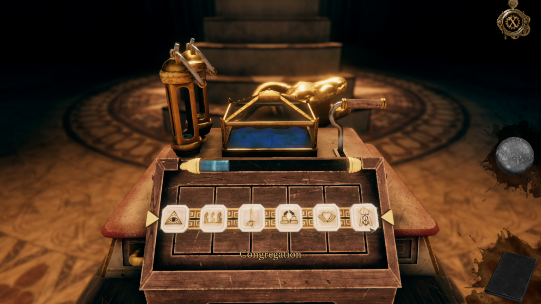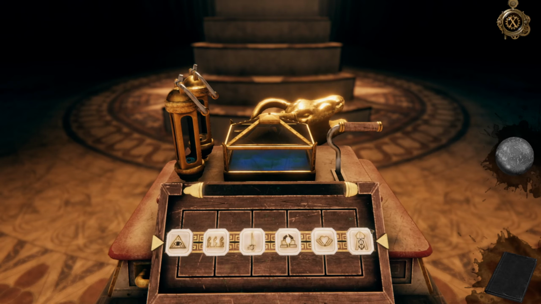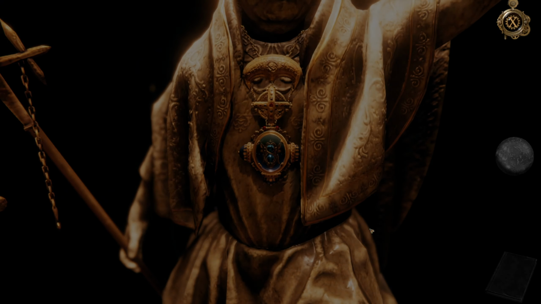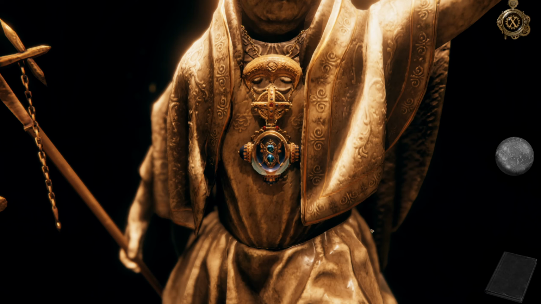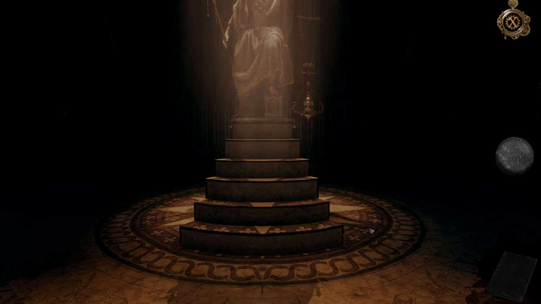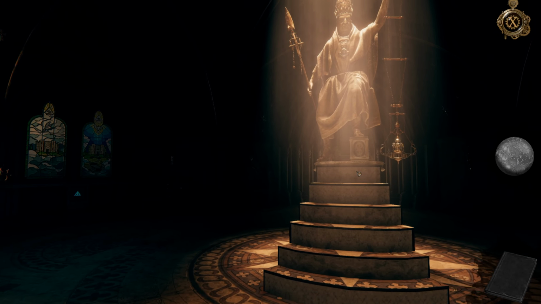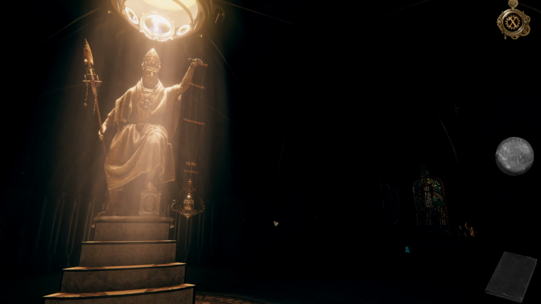Vision, congregation, siege, destruction, mercy, fulfillment. Look at that! Man, sometimes my memory impresses me because I hadn't even looked at those. I remember the first two because it was a triangle.